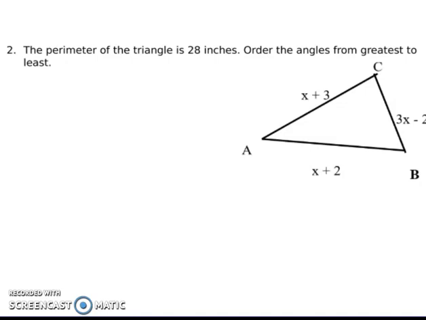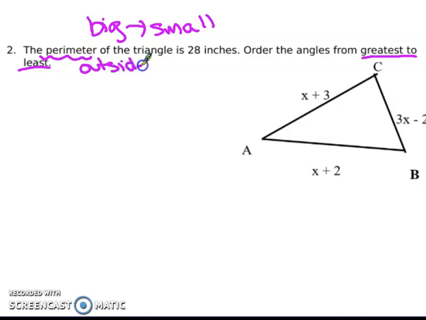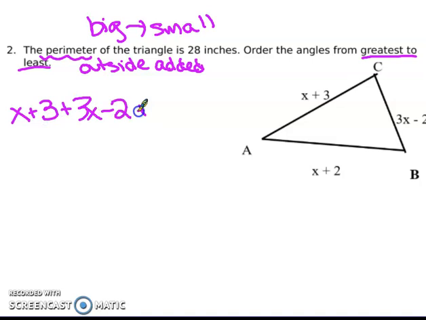If we look now, the perimeter of the triangle is 28 inches. Order the angles from greatest to least. So, first of all, greatest to least means we're going from big to small. Now, the other key word here, your perimeter. Keep in mind, your perimeter is the outside added together. So, I need to take x plus 3 plus 3x minus 2 plus x plus 2 and set it equal to 28 because 28 is my perimeter.